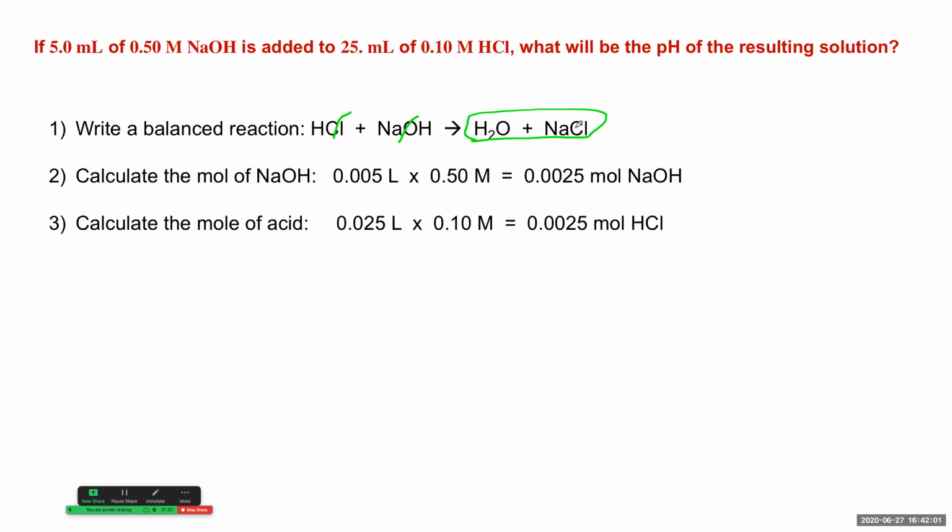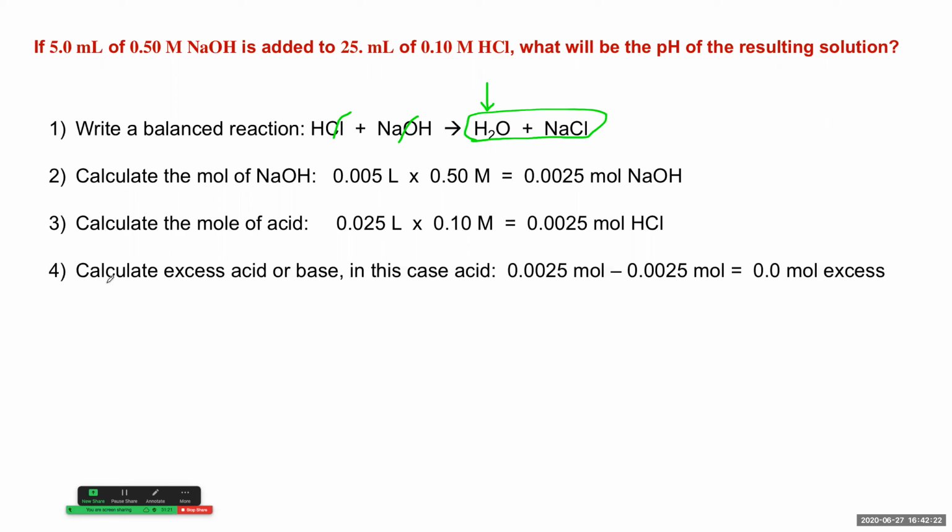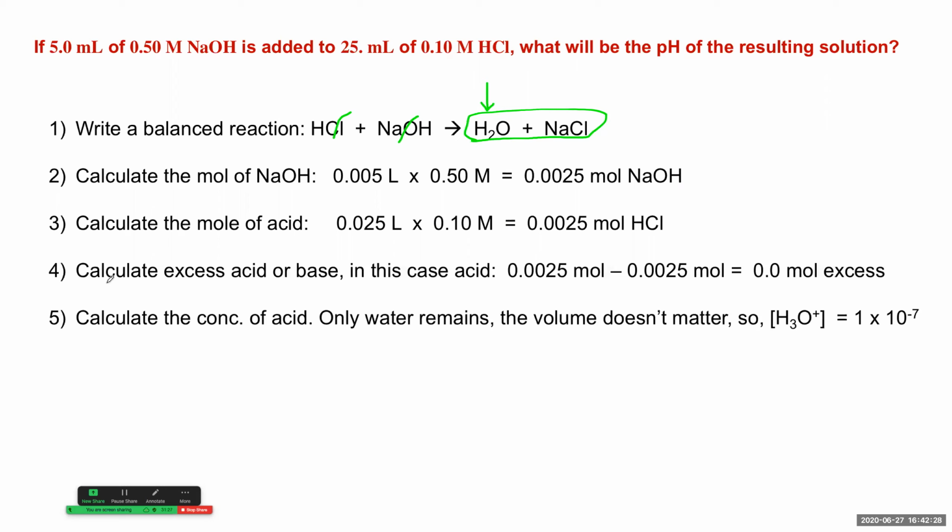Sodium chloride, this is the conjugate base of the HCl, but we know that's an extremely weak base. It's a weaker base than water. So chloride is a weaker conjugate base than water. So the pH is going to be determined by the water. That's all that's left. There's zero excess of acid and base. Lastly, only water remains. The volume of the water doesn't matter. We know that in water, the hydronium ion concentration is 1 times 10 to the minus 7. And so the pH is going to be 7.